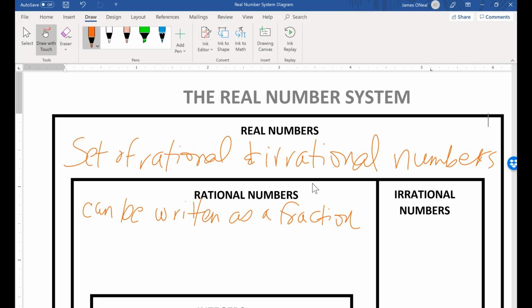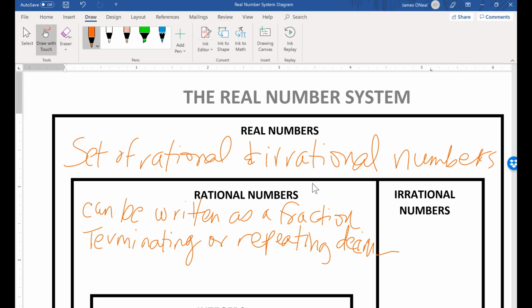And rational numbers are terminating. Terminating means numbers that end. Terminating or repeating decimals. Yep, we're going to pretend like that said decimals. You go ahead and write that out. All right, terminating and repeating decimals.